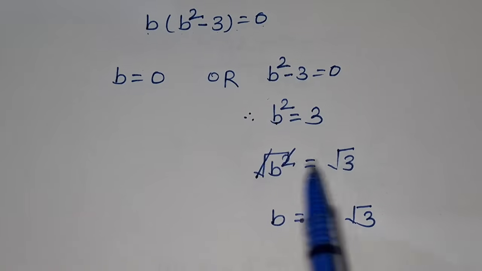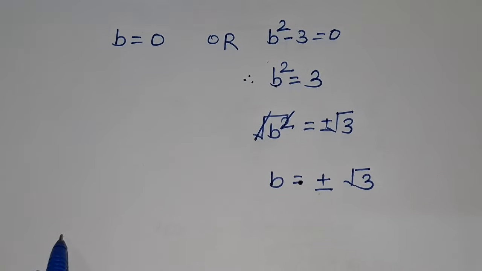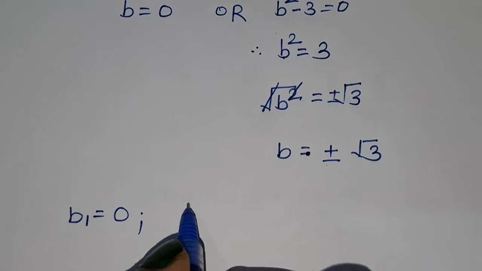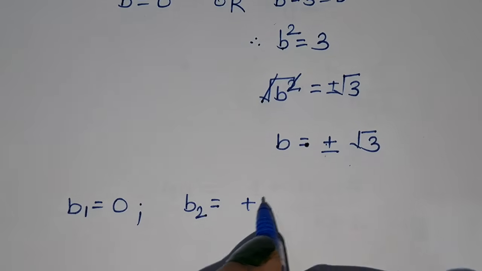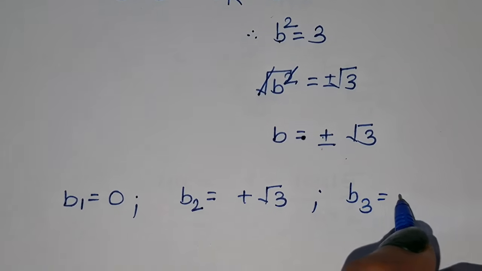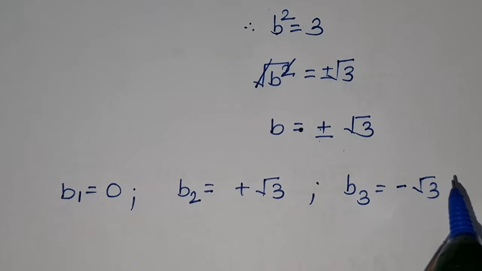So here we got a total of 3 values of b. First one, b1 is equal to 0. Next one is b2 is equal to plus square root of 3. And the last one is b3 is equal to minus square root of 3. Now let's verify whether this is correct or not.